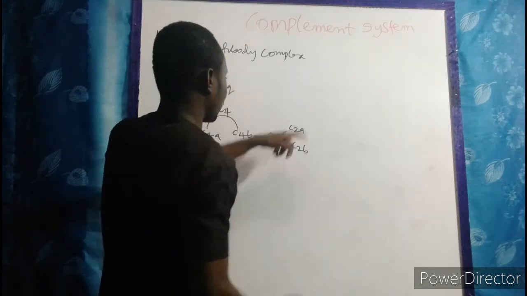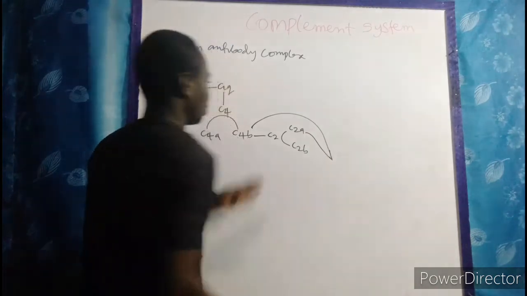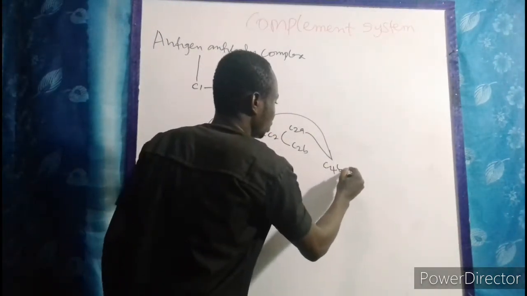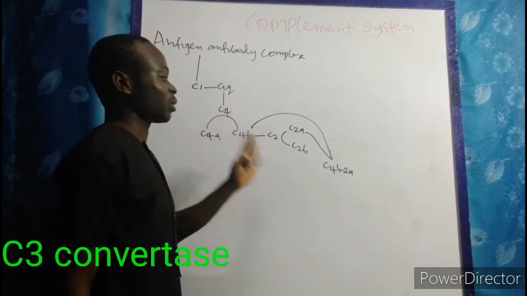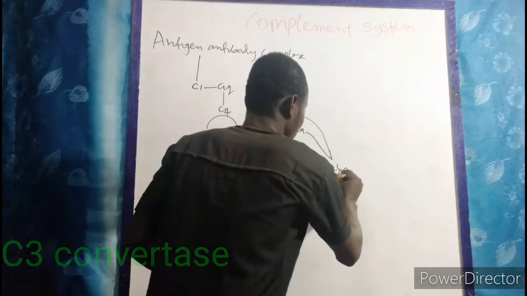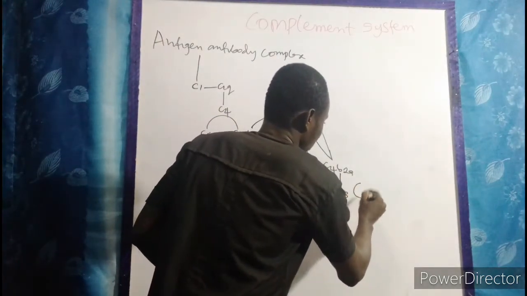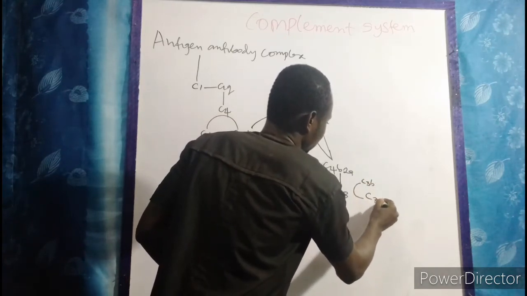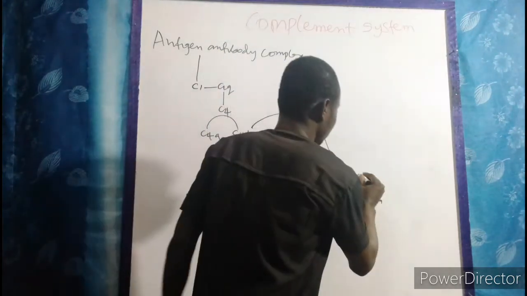The C4b and the C2a join together to form C4b2a, and this is C3 convertase because it has the potential of cleaving C3 into C3b and C3a.